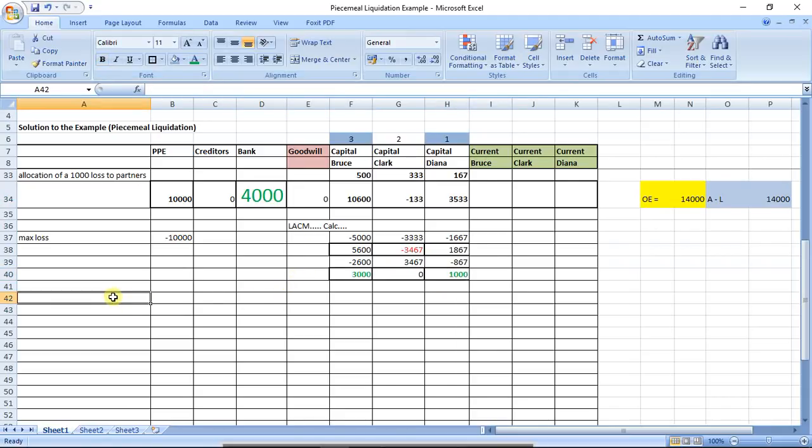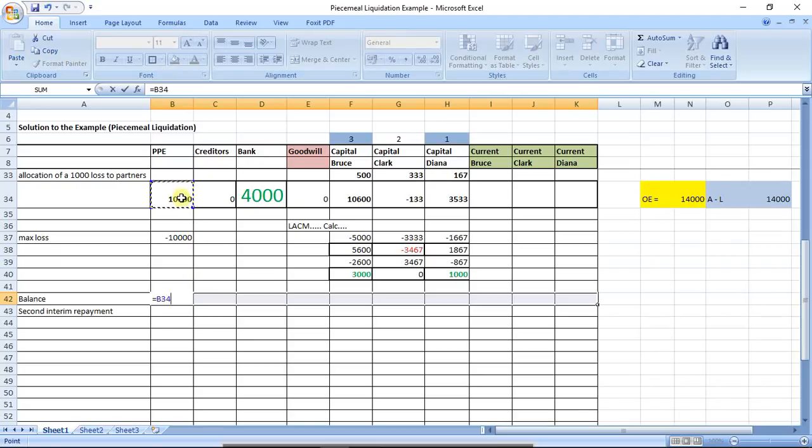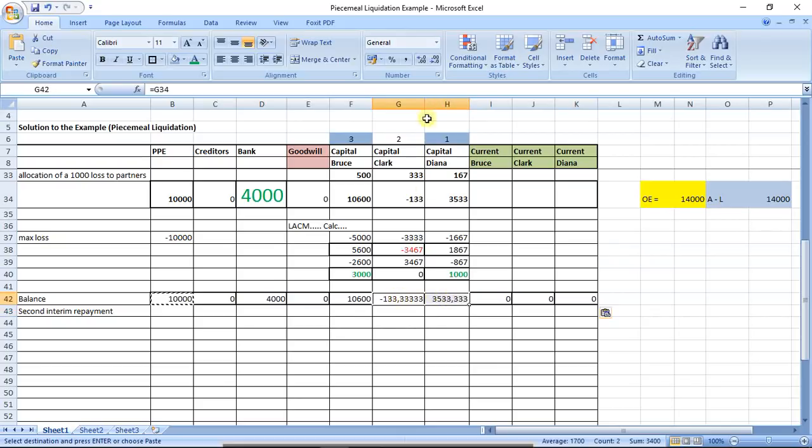Alright, so again, let's just put a note here for balances. Okay, and then second interim repayment. And the repayment, well, let's first put the balances. Okay, so the balances I would have taken straight from up here. Those are the balances. Alright, so the second interim repayment would have been minus 1,000 for Diana and minus 3,000 for Bruce, minus 4,000 there in terms of the cash.